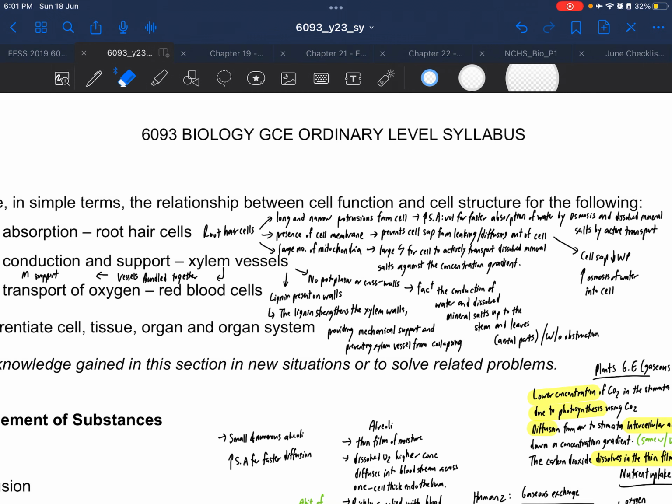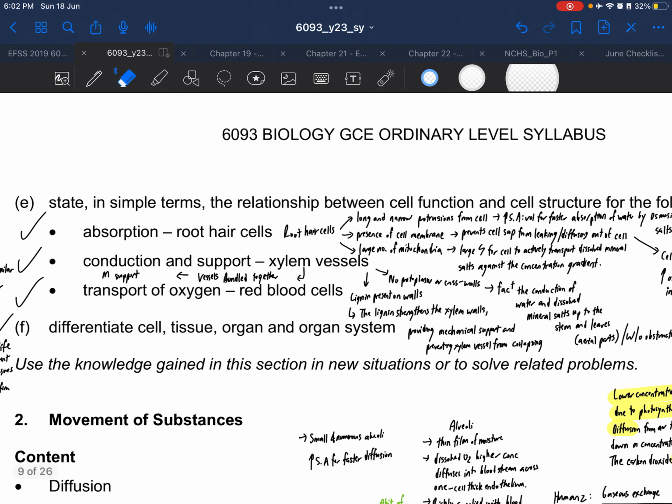And then finally, the root hair cells have a large number of mitochondria, because they need to carry out a higher rate of aerobic respiration to release a large amount of energy, so they can actively transport dissolved mineral salts against a concentration gradient, because they have a very high, in fact higher, concentration of the mineral salts inside the cell sap.